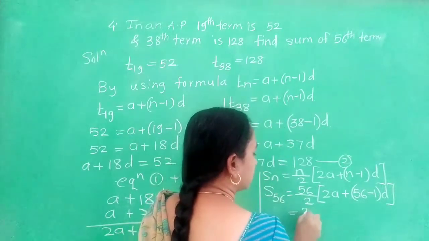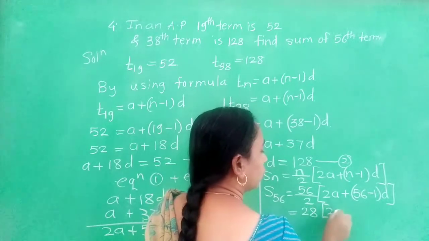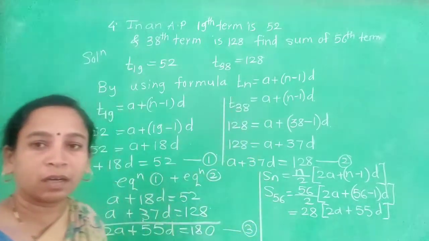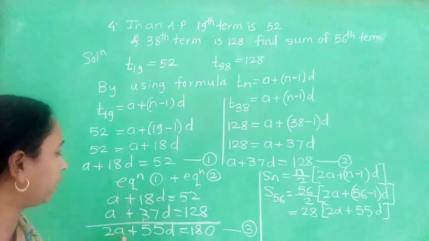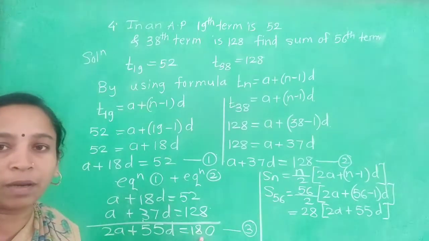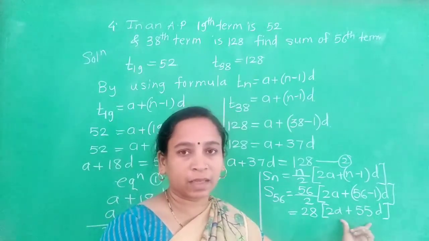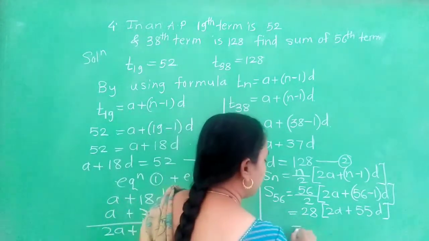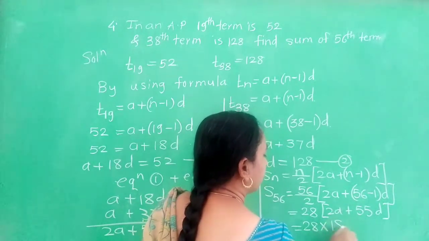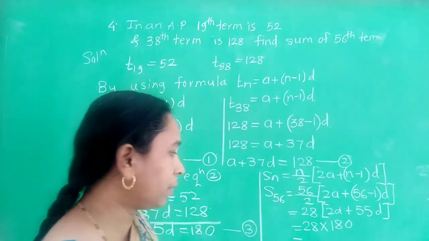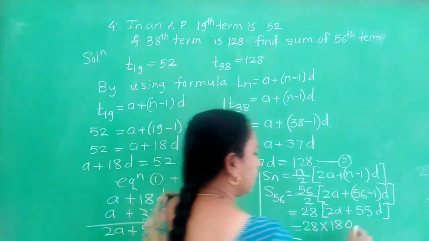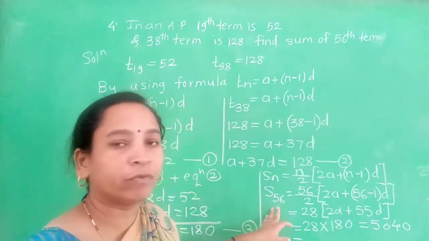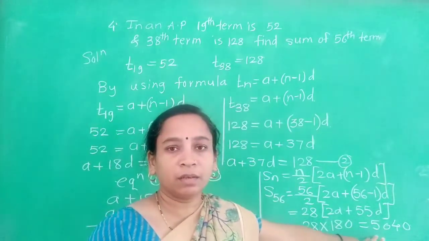Divide it, we will get the answer 28 into 2a plus 55d. Students, if you observe the third equation, here we have the value of 2a plus 55d, that means it is nothing but 180. So here also the bracket is same, so the bracket's value we can get from the third equation, that is 180. So I will put it in this, so 28 multiplied by 180. After multiplication, we will get the answer 5040. That means the sum of 56 terms is 5040.